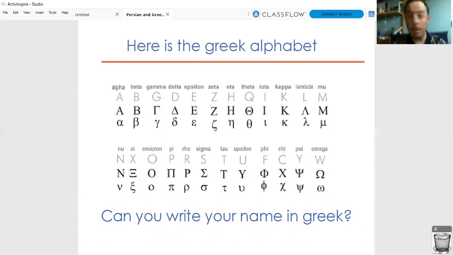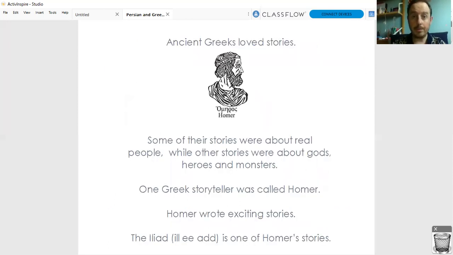And if you've got a piece of paper and a pen right now, you can pause the video, have a go at writing your name, have a go at writing someone in your family's name. If you've got a pet, write your pet's name. Okay? Have a go at writing some names in ancient Greek. You can pause now. Otherwise, we'll move on.